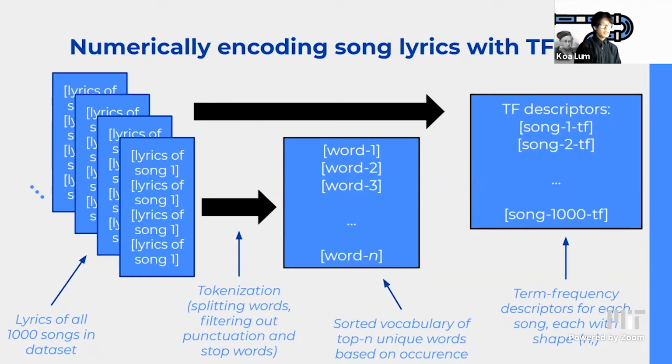The first part of TF-IDF is to take the lyrics and create a list of vocab words, and from them we tokenize by filtering out stop words, white spaces, and punctuation, and we lowercase everything. Then we take that vocab list that we just created and we sort by the top n words by occurrence. And lastly, we calculate the frequency of each word within the vocab list.